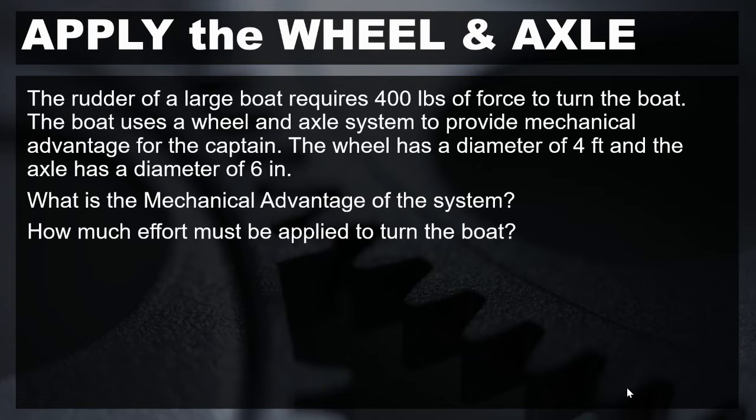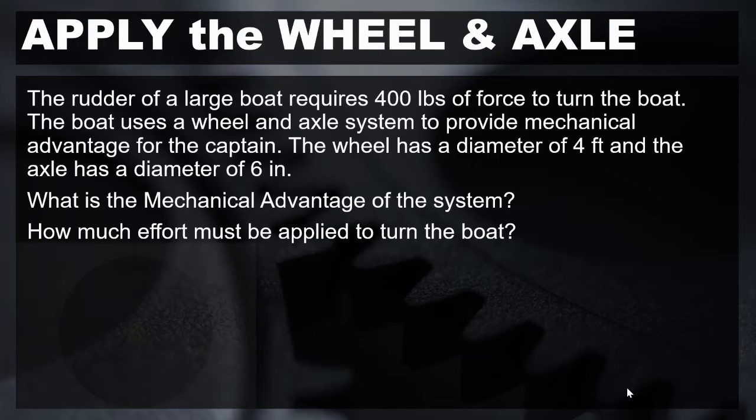The rudder of a large boat requires 400 pounds of force to turn the boat. The boat uses a wheel and axle system to provide mechanical advantage for the captain. The wheel has a diameter of 4 feet and the axle has a diameter of 6 inches. We need to calculate what is the mechanical advantage of this system, and then we need to calculate how much effort the captain must apply in order to turn the boat.